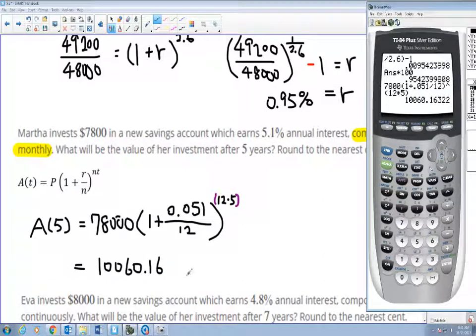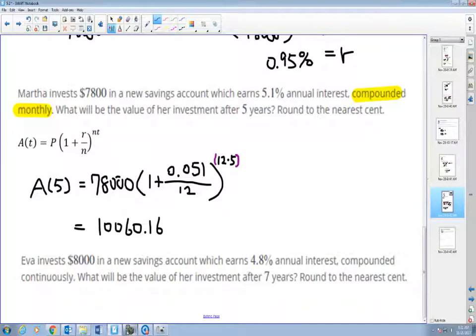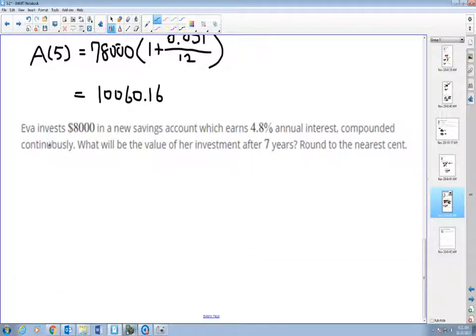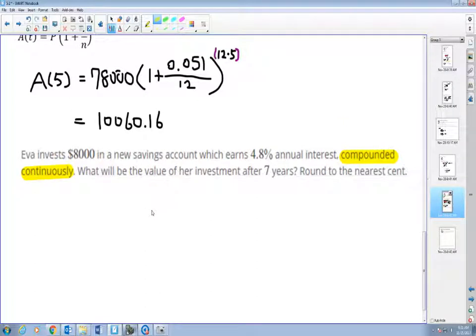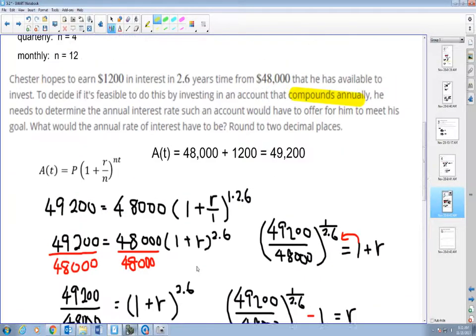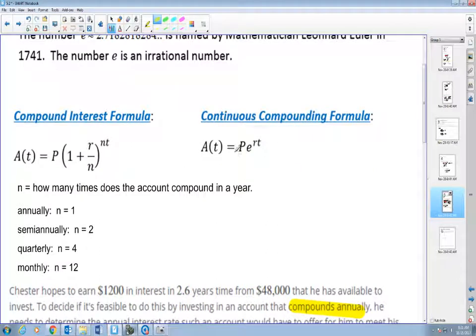That will be my answer. Alright, let's try an example with compound that continuously. So Ava invests $8,000 in a new savings account which earns 4.8% annual interest, compounded continuously. So when you hear the word continuously, we will use this formula here on the right.